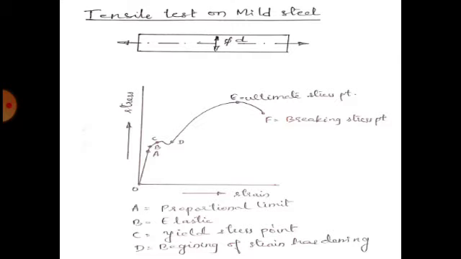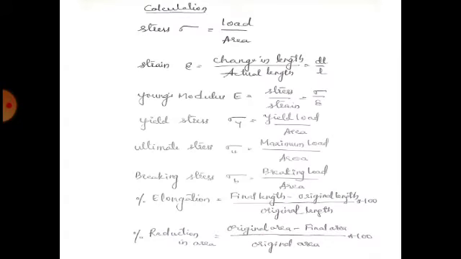Now we will conduct the experiment and take the readings of load and elongation, and afterwards calculations are done. In calculation we are going to find stress, that is load divided by area, strain, change in length divided by actual length, Young's modulus E is equal to stress divided by strain, yield stress is equal to yield load divided by area, ultimate stress is maximum load divided by area, breaking stress is equal to breaking load divided by area, percentage reduction is equal to original area minus final area divided by original area into 100, percentage elongation is equal to final length minus original length divided by original length into 100.